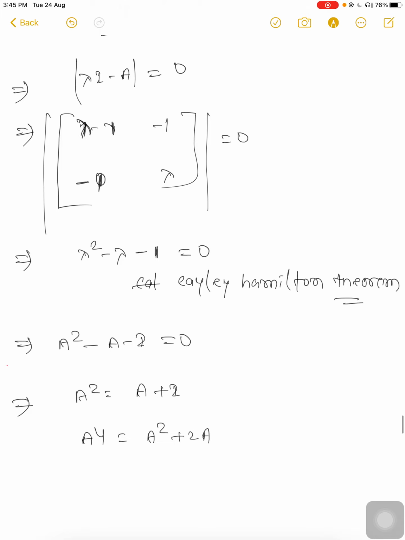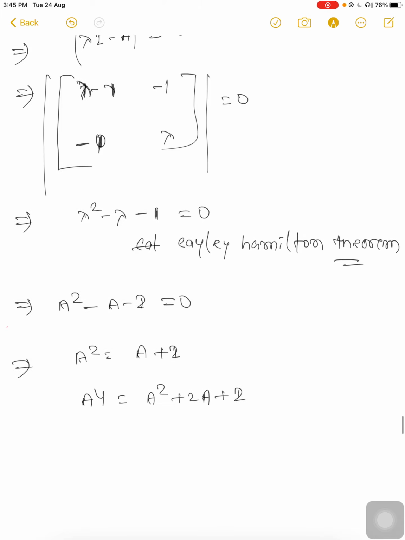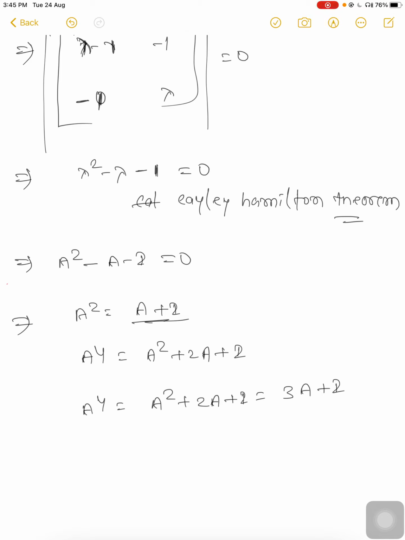Then A4 is equal to A square plus 2A plus I. This way you will get A4 is equal to A square plus 2A plus I, and A square is equal to A plus I. So 3A plus I plus I will be 2I. So A4 is 3A plus 2I.